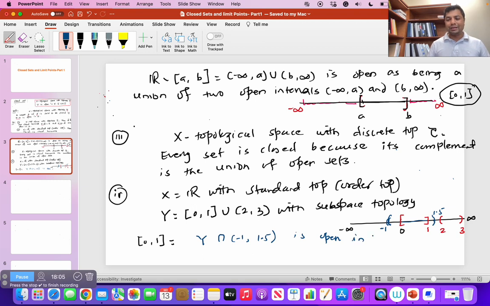This interval is open in the subspace topology.